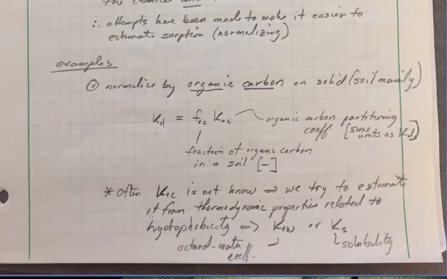But KOC, how much it absorbs to that organic carbon, is also not really well known. So what they try to do is tie it to some thermodynamic properties that we mentioned before, like the octanol-water partition coefficient. You get that from a chemical by placing it in water, so it's dissolved in water, and then you throw some octanol in there. The octanol and water are two separate phases, and you shake it up and see how much shows up in the octanol. Or sometimes it just goes by the solubility of the chemical as well. Both of those are sort of surrogates for the hydrophobicity, or how much that chemical wants to be out of water, which means how much does it want to sorb.